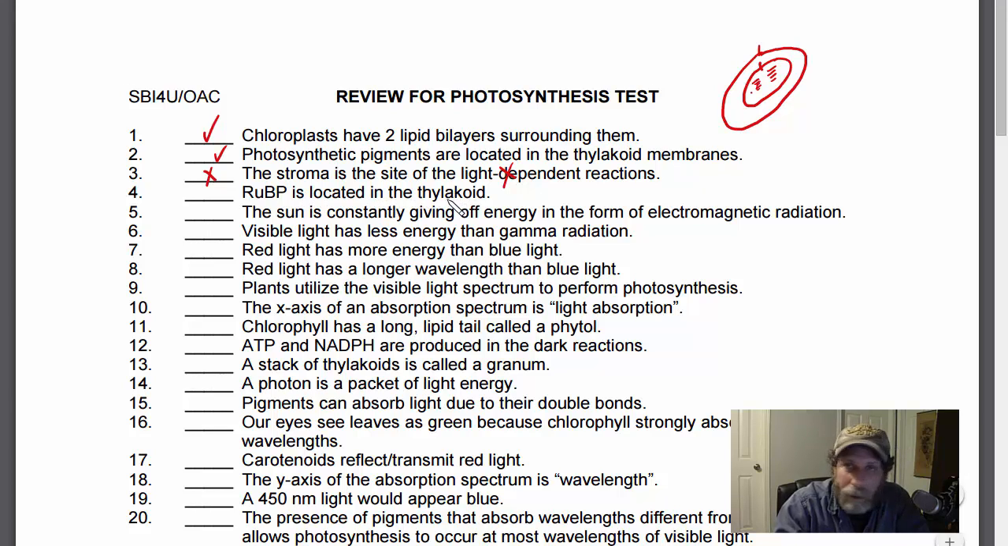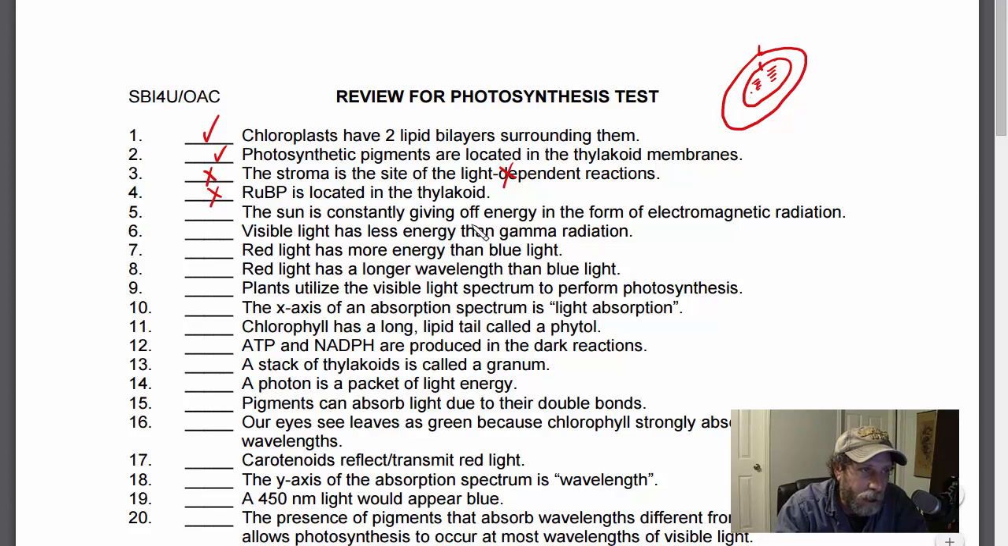Number four, RuBP is located in the thylakoid. Now, RuBP, ribulose bisphosphate, is part of the dark reactions, or the light-independent reactions, which occur in the stroma, not in the thylakoid. So RuBP, that's the thing that accepts the CO2, and then you go around the Calvin or C3 cycle. RuBP is not in the thylakoid, so that's false.